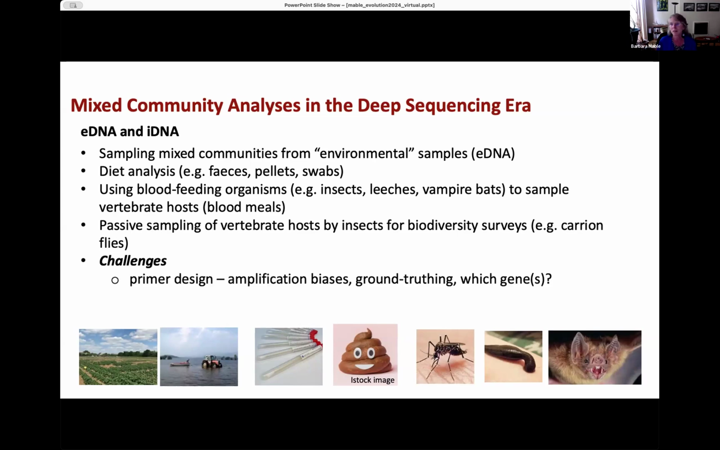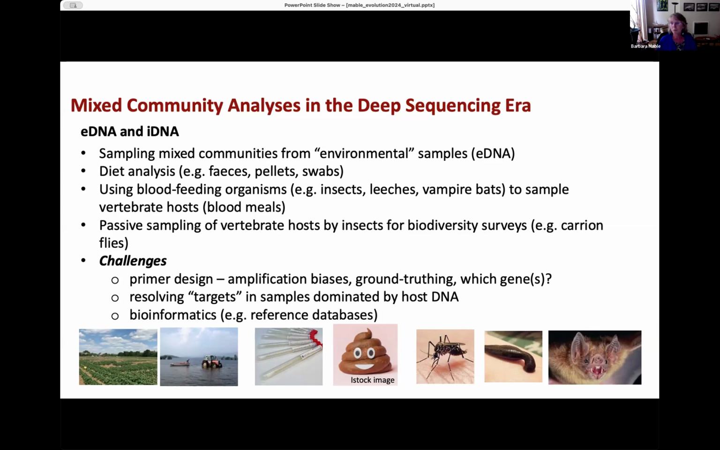But there's a lot of challenges with these. So if you're using amplicon-based approaches, primer design is critical, but it's really important that you can test it on a local set of samples to make sure it's going to work. Resolving targets, if you're not using amplicon-based approaches, are challenging. So if you're using deep sequencing approaches, and then the bioinformatics of either approach, it's critical that you have a reference database that's going to mean that you're going to be able to interpret what you find.